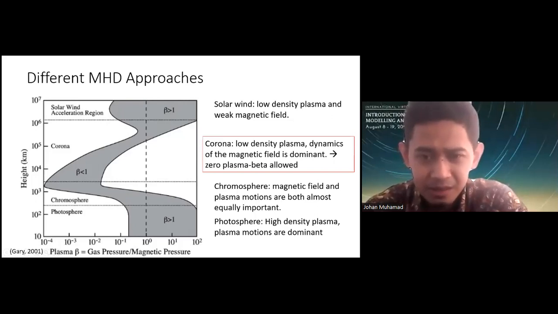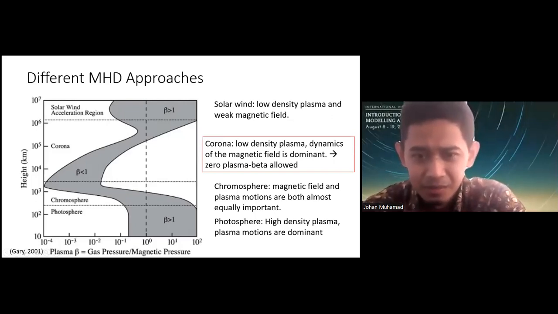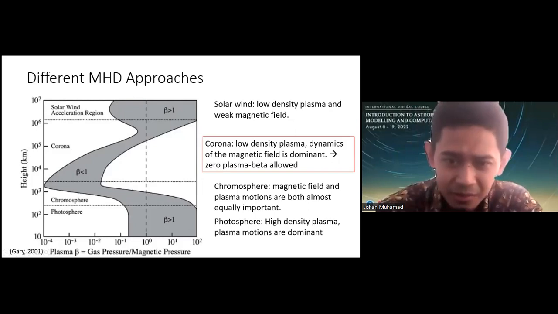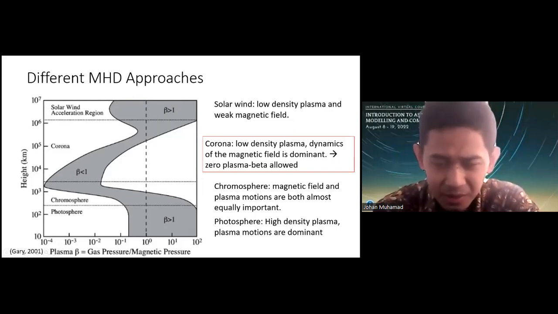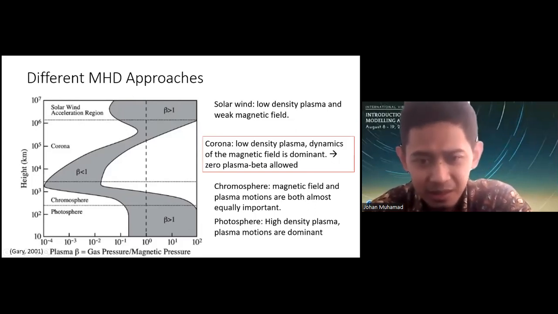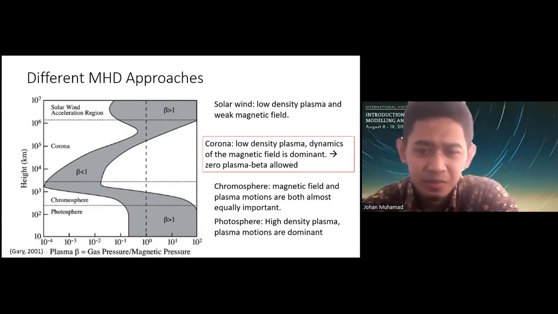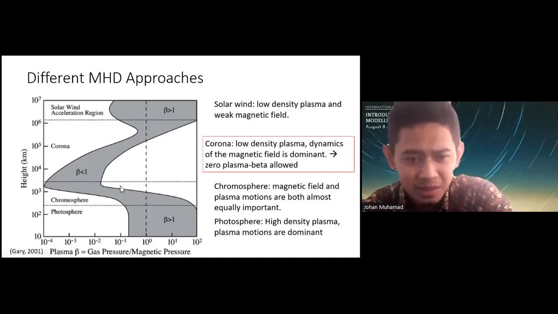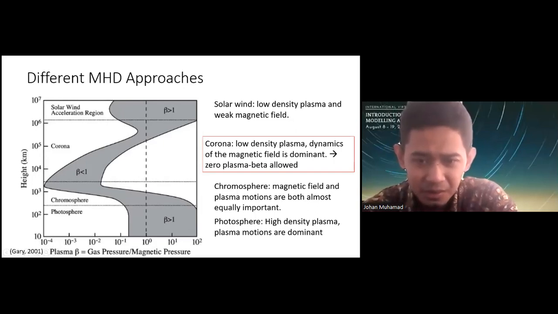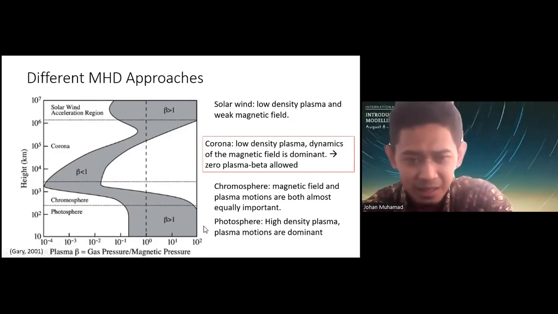But for the corona, it has a low density plasma, and the plasma beta is very low. So the dynamics of the magnetic field is dominant here. So even in the simulation, we can assume that the value of the plasma beta is just 0, or we call it zero plasma beta simulation. And then in the chromosphere, the magnetic field and plasma motions are almost equally important. The value is a little bit smaller than 1. But in the photosphere, it has a high density plasma, and plasma motions are dominant because the plasma beta here is bigger than 1.